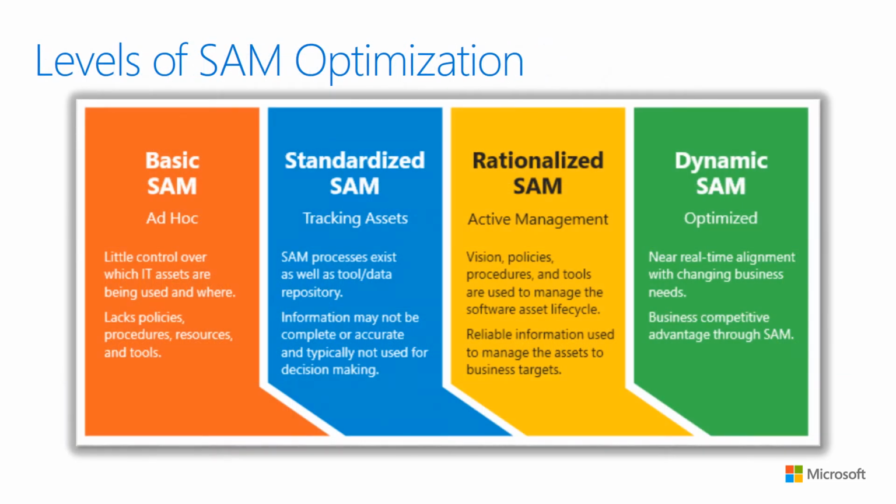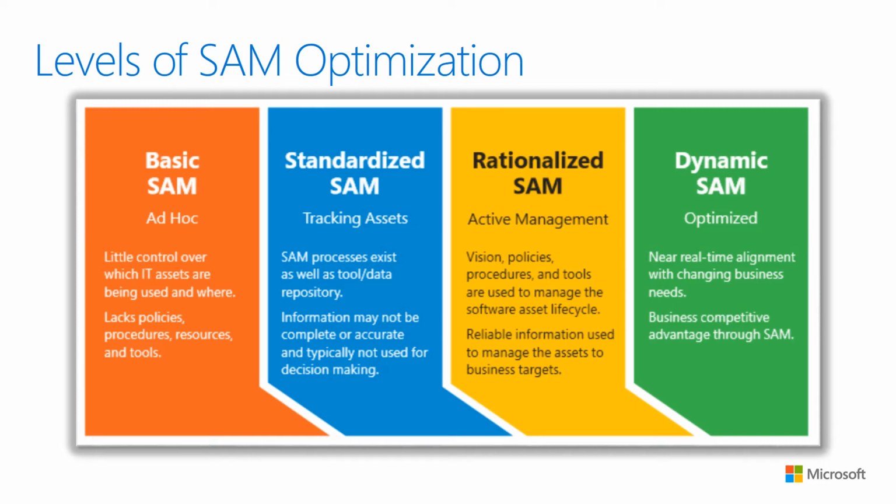Here are the 4 levels or stages that we mentioned: basic, standardised, rationalised and dynamic, and you can see how they broadly describe SAM within an organisation. At the basic level, it's ad hoc. There's little control and there's a lack of policies, procedures and tools. Moving on to standardised, we can see that assets are starting to be tracked. Some SAM processes and tools exist, but the information may not be complete or accurate, and typically it isn't used for decision making.